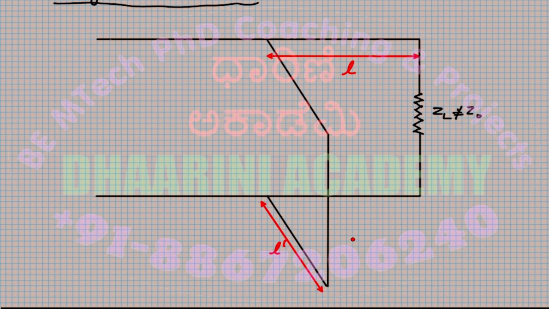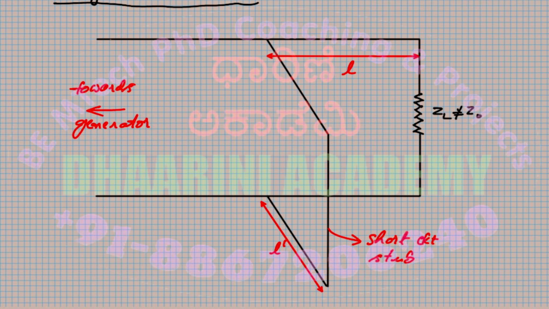Most of the time the practical case is using a short circuited stub. You place a short circuited stub over there. As you move in this direction, you move towards the generator, the power supply. So this is the transmission line which we are talking about. Now our intention is to calculate the L and L dash.